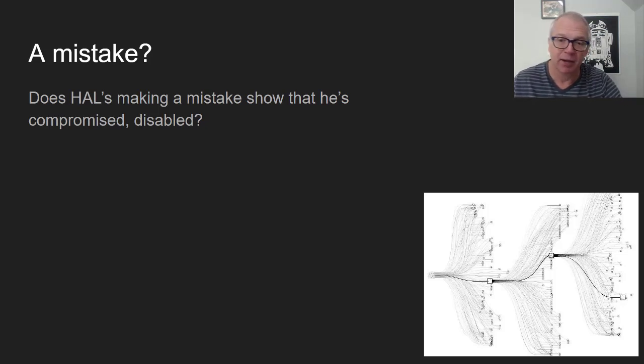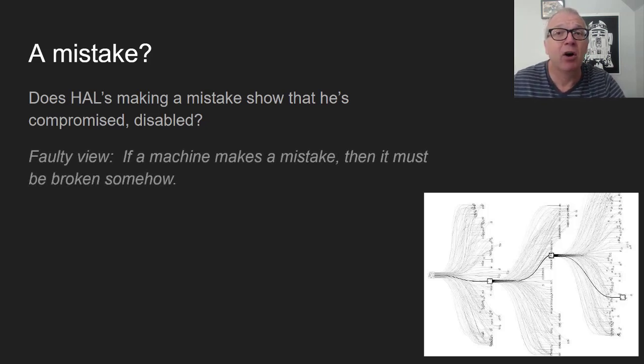And in movies, we make a lot about it when a machine makes a mistake, as if something's really deeply wrong now. And I think Dennett's got this right. He calls this out. It's a faulty view: if a machine makes a mistake, then it must be broken somehow. That's a mistaken way to view it. Dennett objects to it, and I think this is right. And even in the 90s when he wrote this, he had this right.